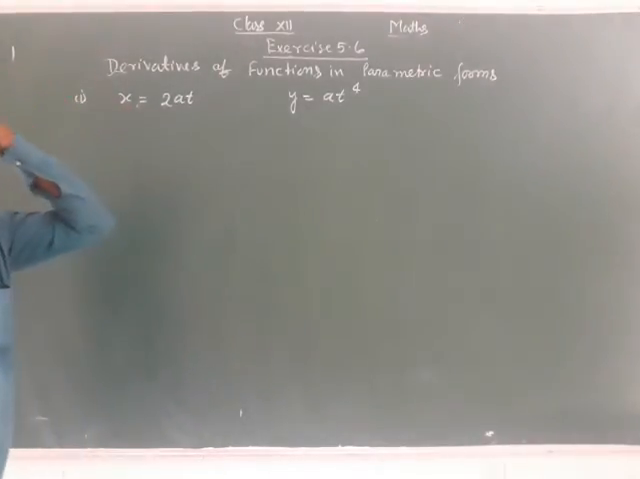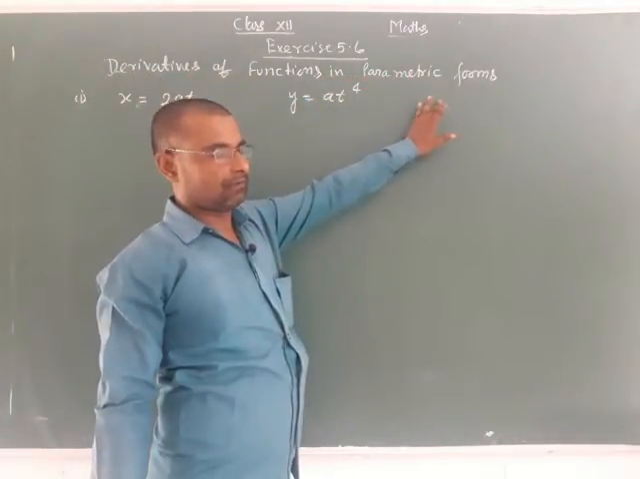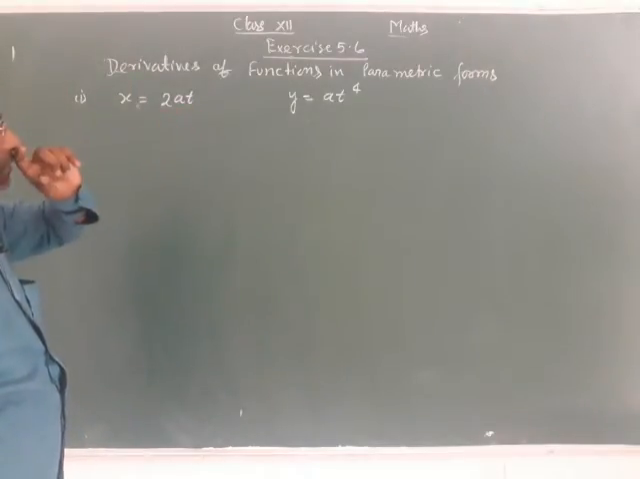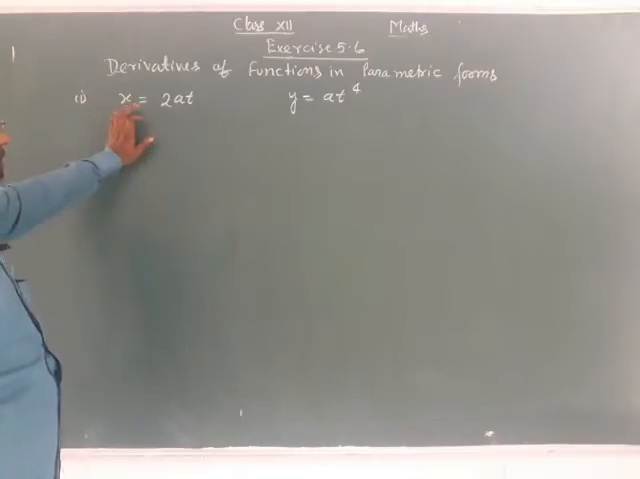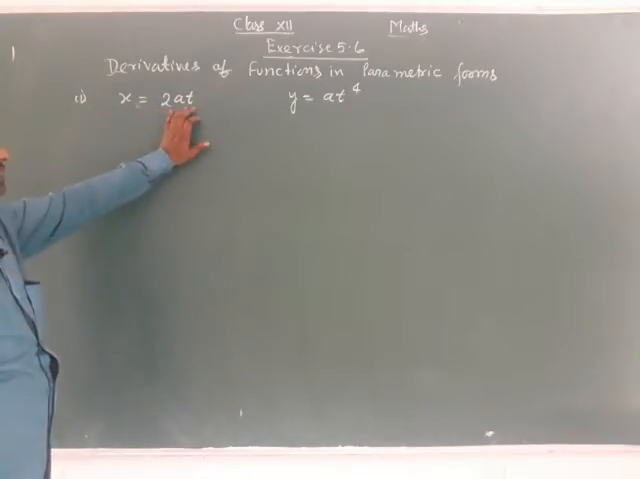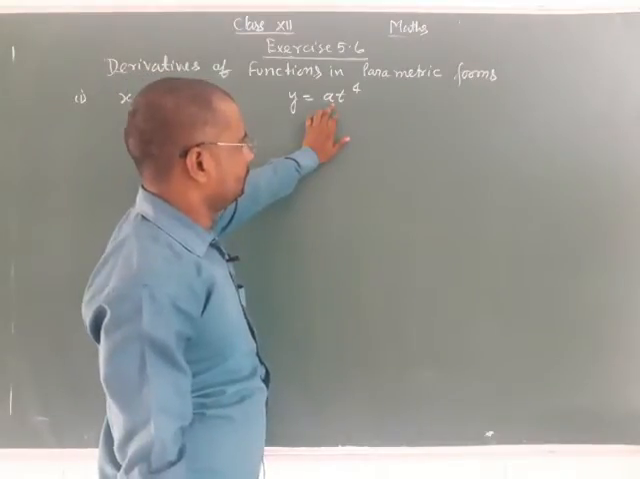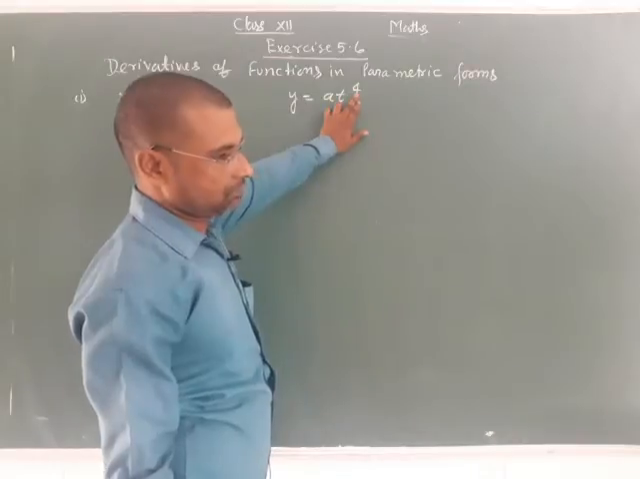Welcome back. Today I will solve some problems of exercise 5.6, derivative of functions in parametric form. Exercise 5.6, question number one. x is equal to 2at and y is equal to at to the power 4.